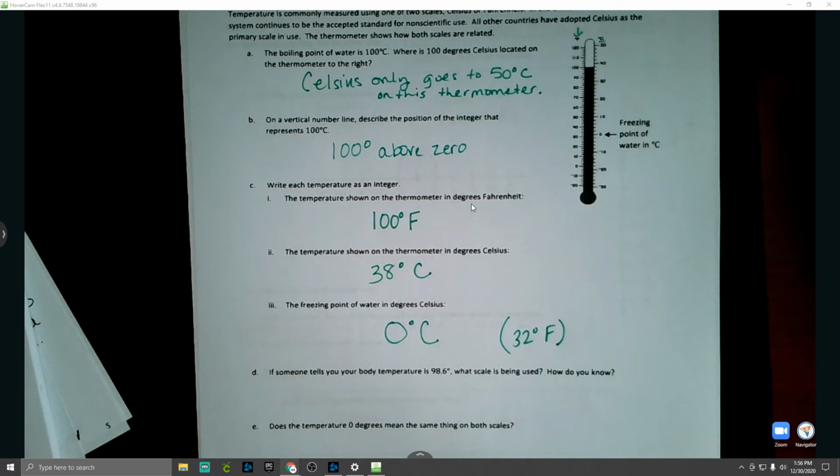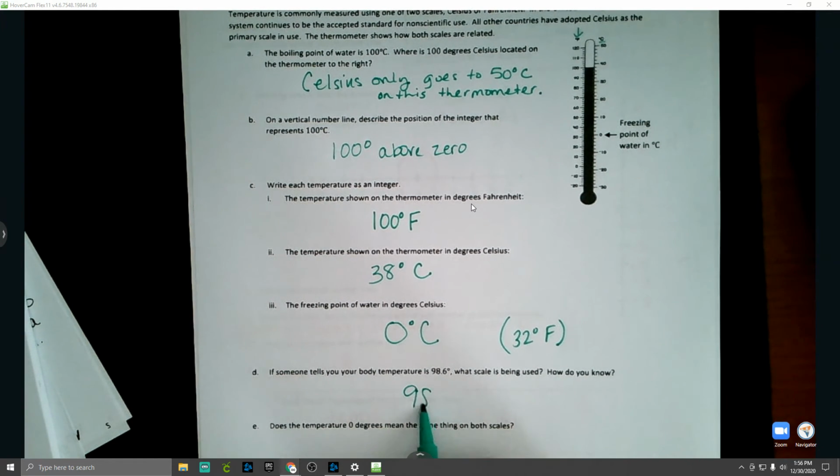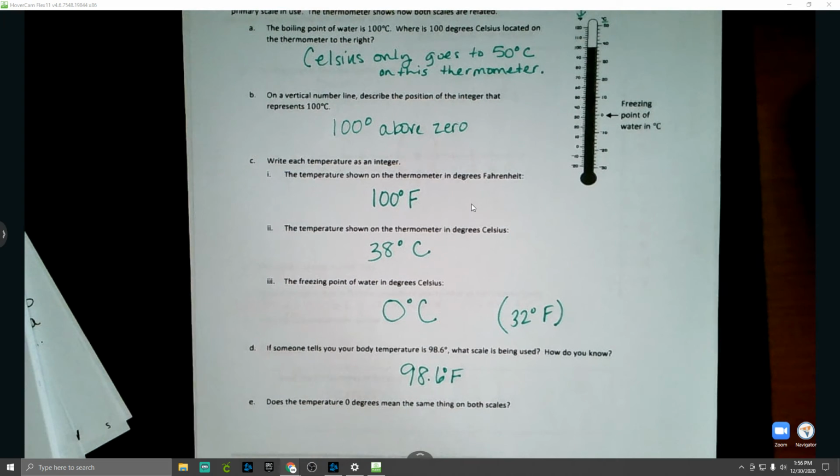If somebody tells you your body temperature is 98.6 degrees, what scale are they using? Well, if water boils, we read earlier, at 100 degrees, our blood is definitely not boiling, even when we have a fever. So it must be Fahrenheit, which makes sense. We talked about this is what we use for temperature outside when it freezes. This is what we're going to use for our body temperature.